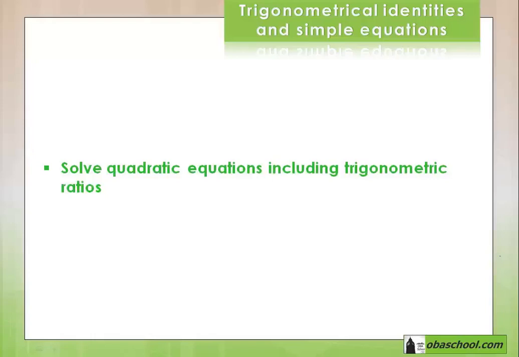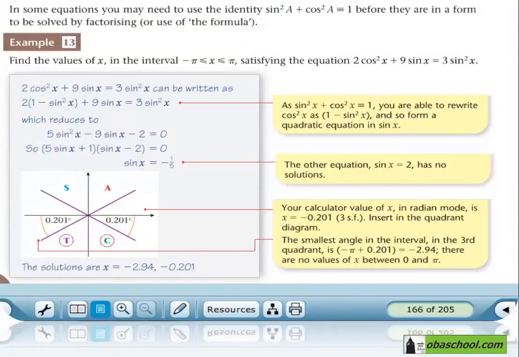We will continue to solve quadratic equations including trigonometric ratios. We will work on this example. However, pay attention. In some equations, you may need to use the identity sine squared A plus cosine squared A equals 1 before they are in a form to be solved by factorizing or use of the formula.